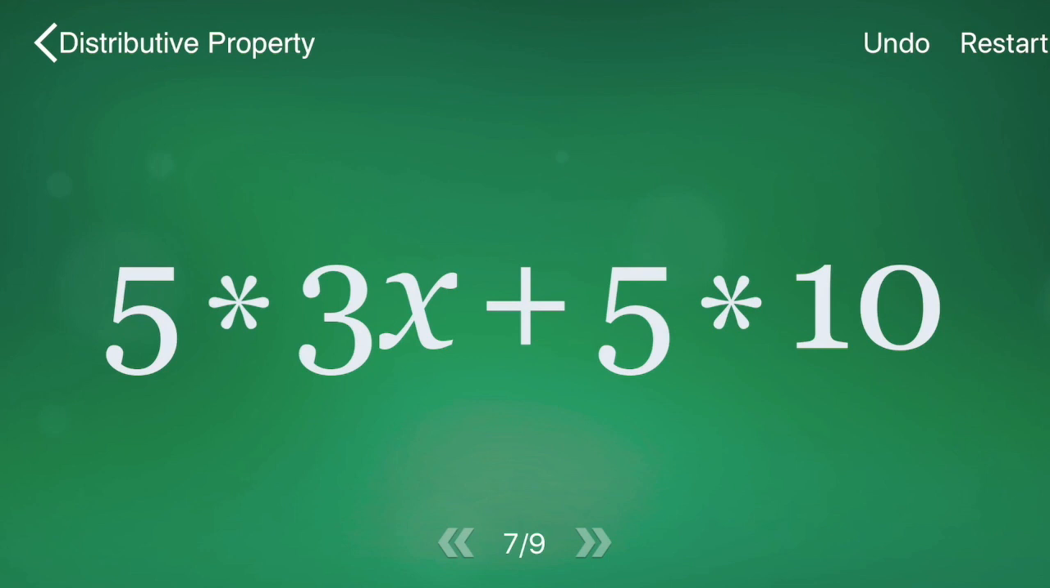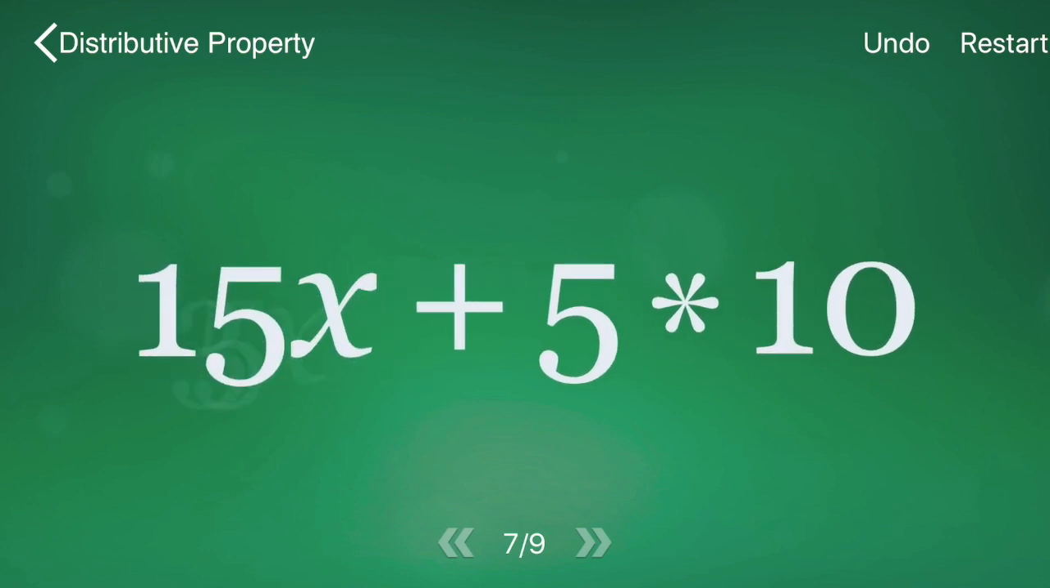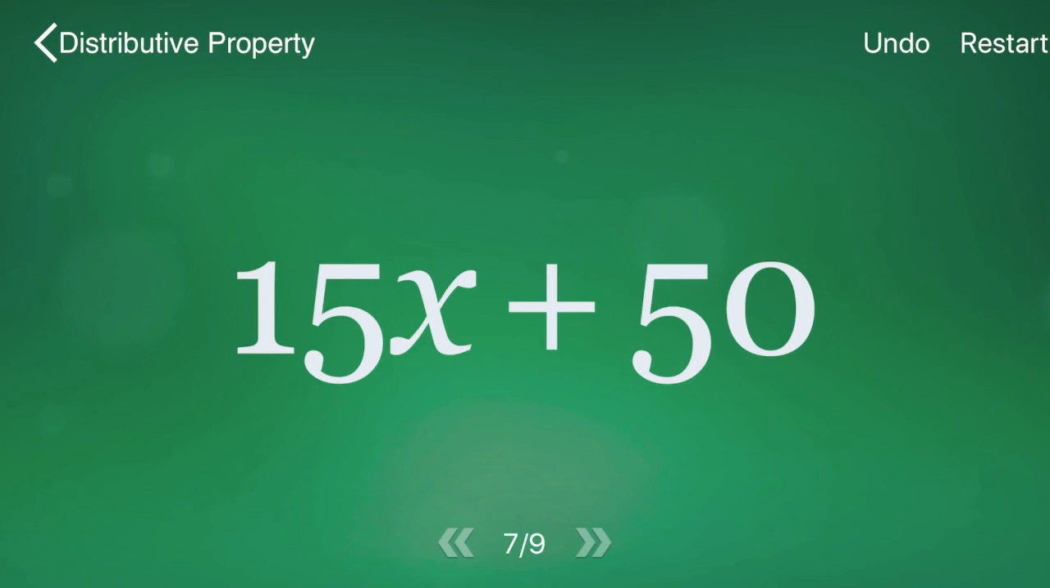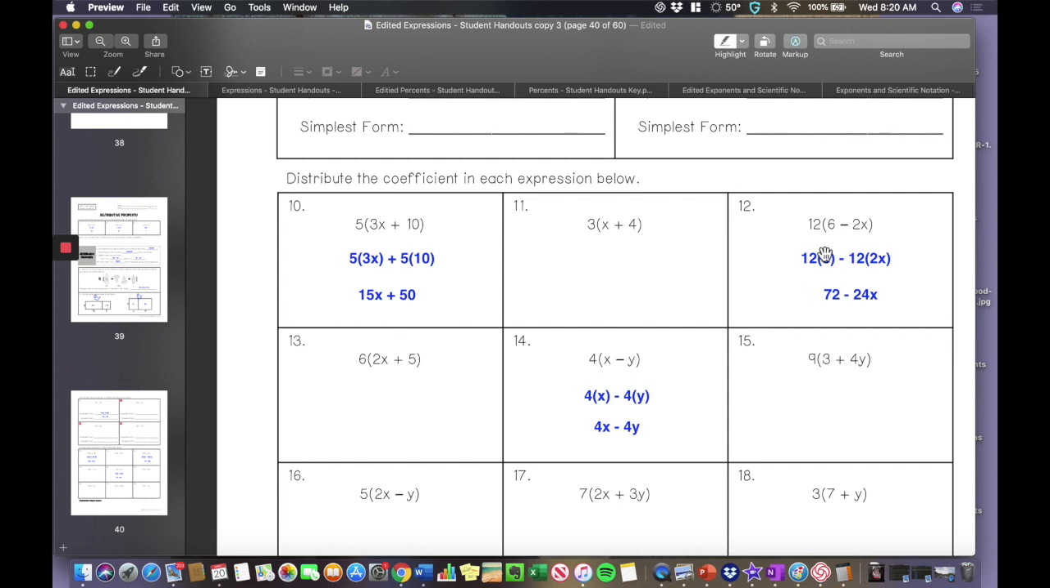Here's my expanded form. And then I have the simplest form. And over here on number 12, we have 12 times 6, and 12 times negative 2x. So I have minus, right? Be careful with your signs. 12 times 2x. So 12 times 6 is 72, and 12 times 2x is 24x. And make sure that it's negative because there's a negative sign in the parentheses.